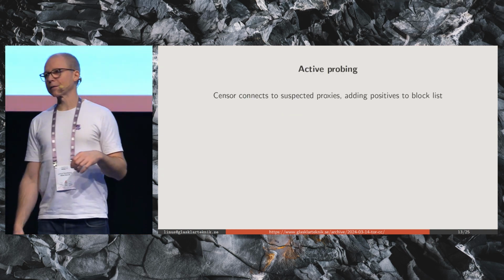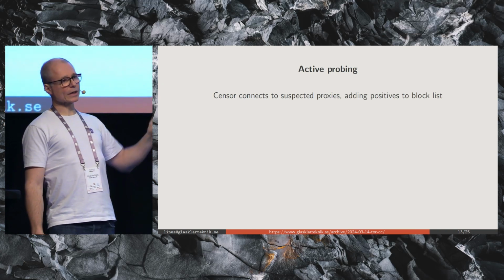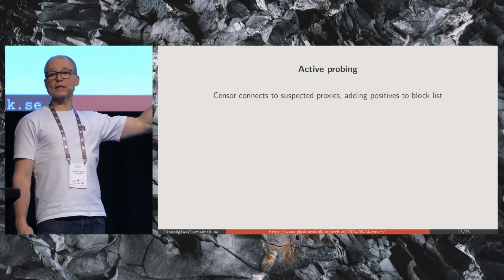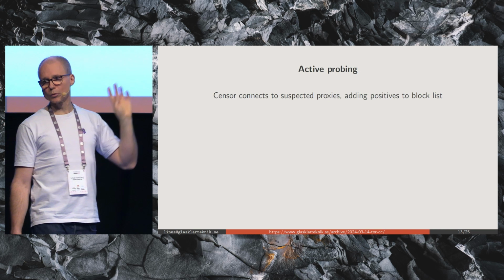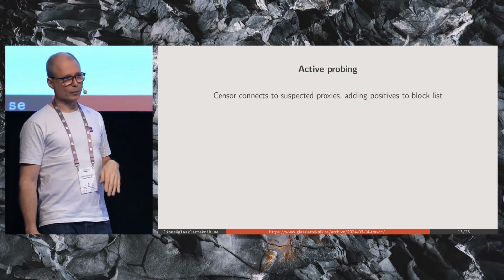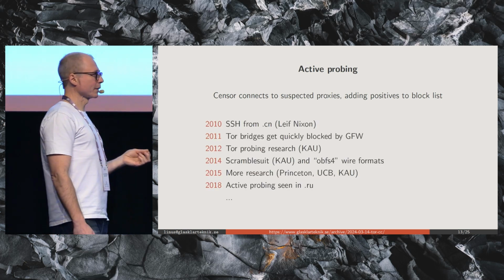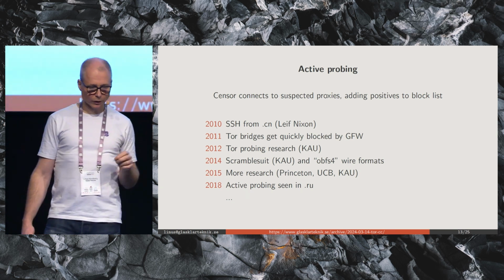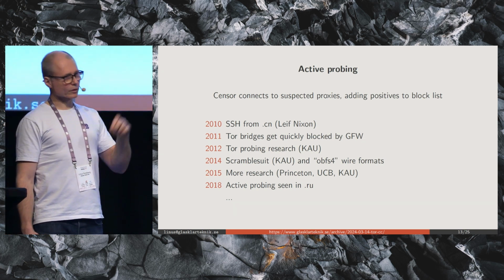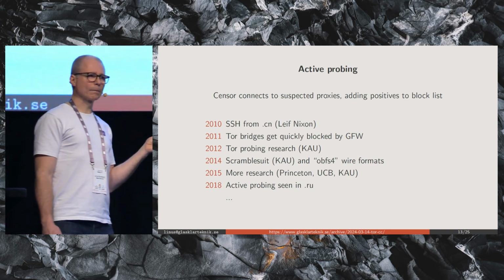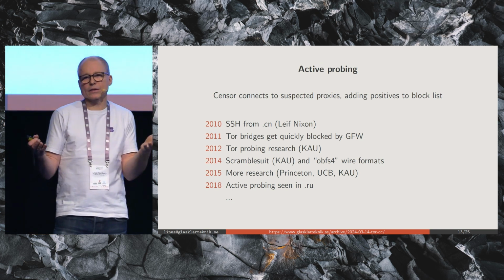Then there's a way for the censor to improve the quality of their block list, basically, by reaching out to endpoints or to addresses that they think are proxies. So instead of just blocking everything that they hear a rumor about being a proxy, they could do active probing. And this is kind of interesting for this audience, I think, because it has lots of Swedish connections. The first active probing that we heard of was from Leif Nixon. He was at some of the supercomputer centers, maybe in Linköping, back in 2010. And he saw strange things in his SSH logs. And he couldn't understand why these connections came, and he couldn't understand what the payload was.